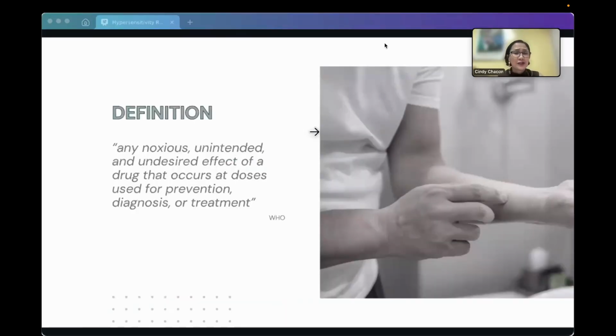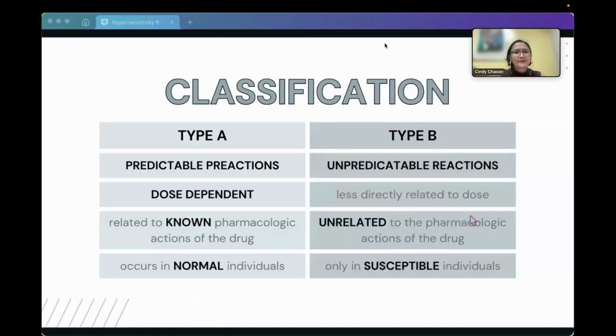What is adverse drug reaction? An adverse drug reaction, as defined by the World Health Organization, is any noxious, unintended, and undesired effect of a drug that occurs at doses used for prevention, diagnosis, or treatment. It is, in essence, an umbrella term for all possible types of reaction that may occur upon drug intake.